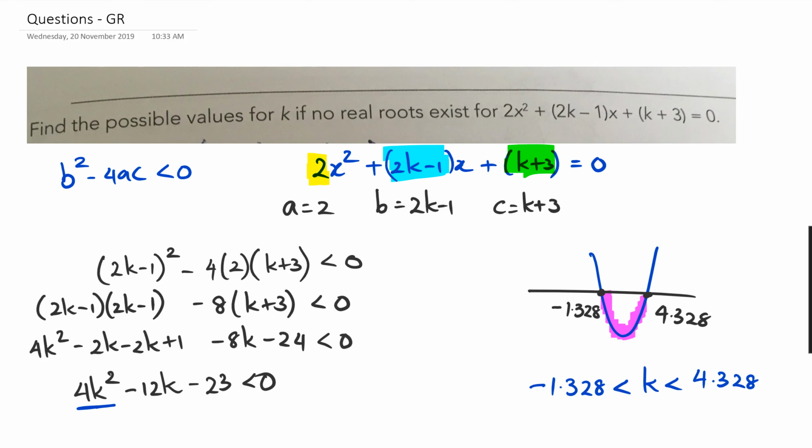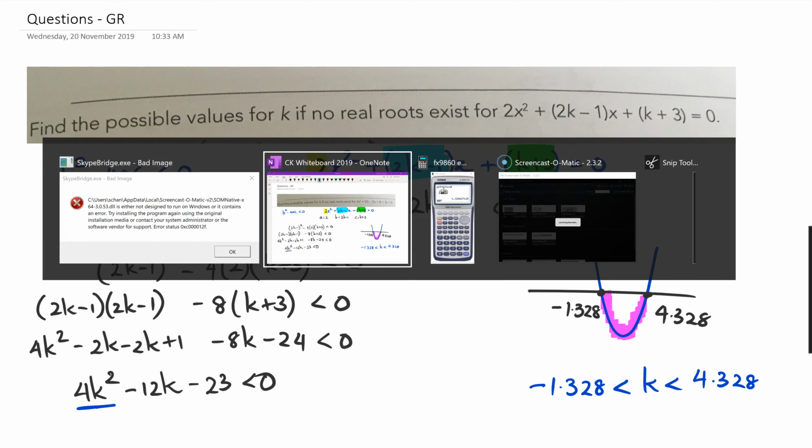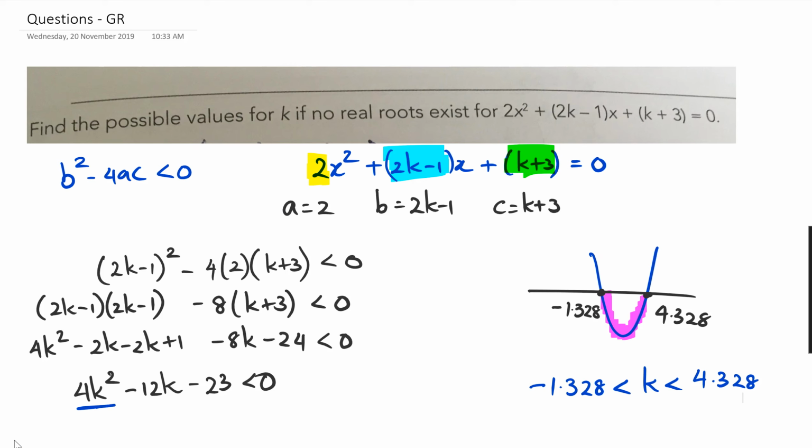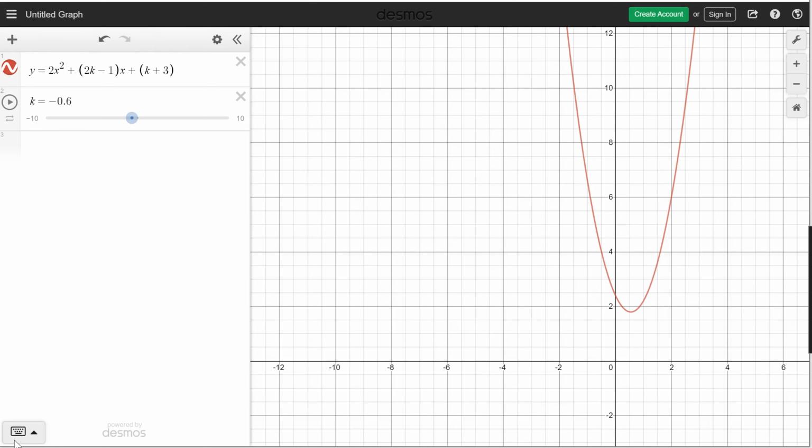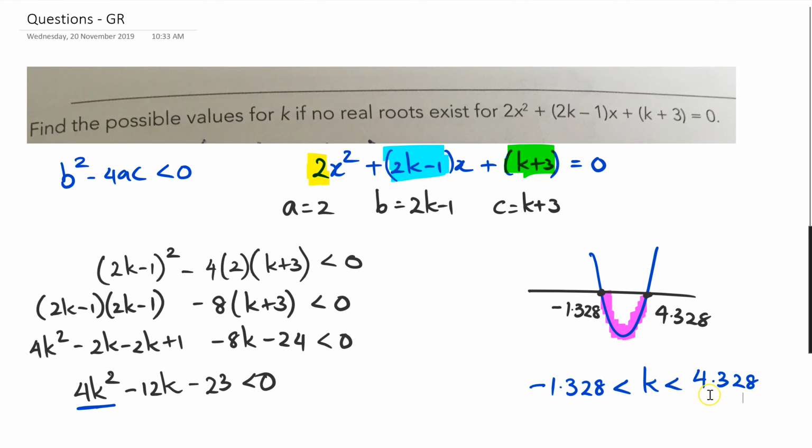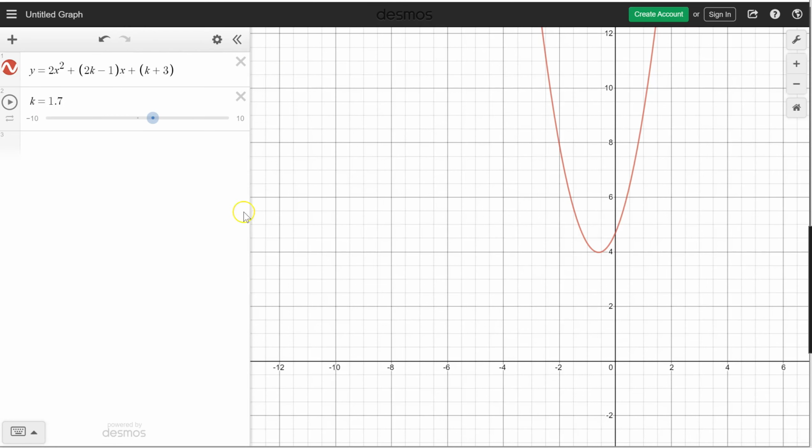What I'm also going to show you guys is what this looks like in graph form. As you can see, our two answers are for a k value between negative 1.3 and 4.3. If I chuck this up in graph form here, you guys can see that if k is equal to positive 1.7, there are actually no real roots because it's not cutting the x-axis at all. And if you look at the zone we're looking at, if k is between negative 1.3 and 4.3, it shouldn't have any roots.